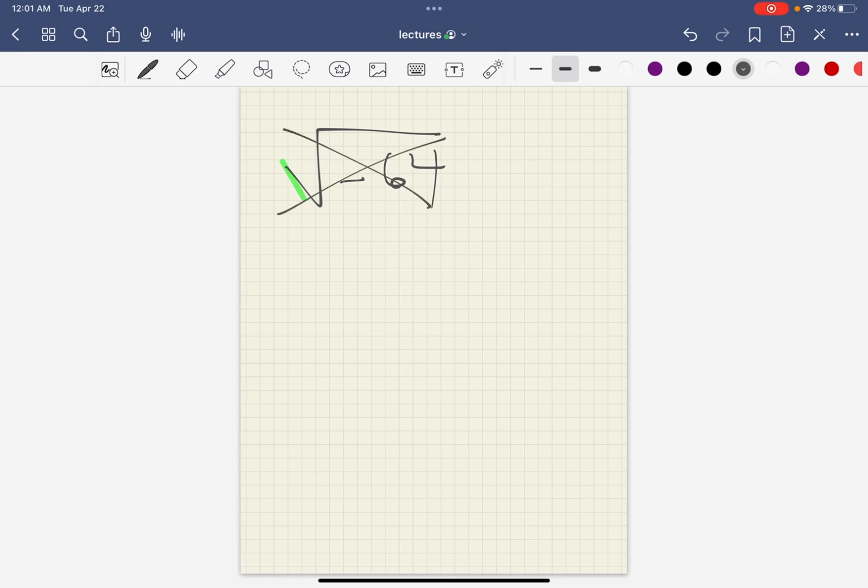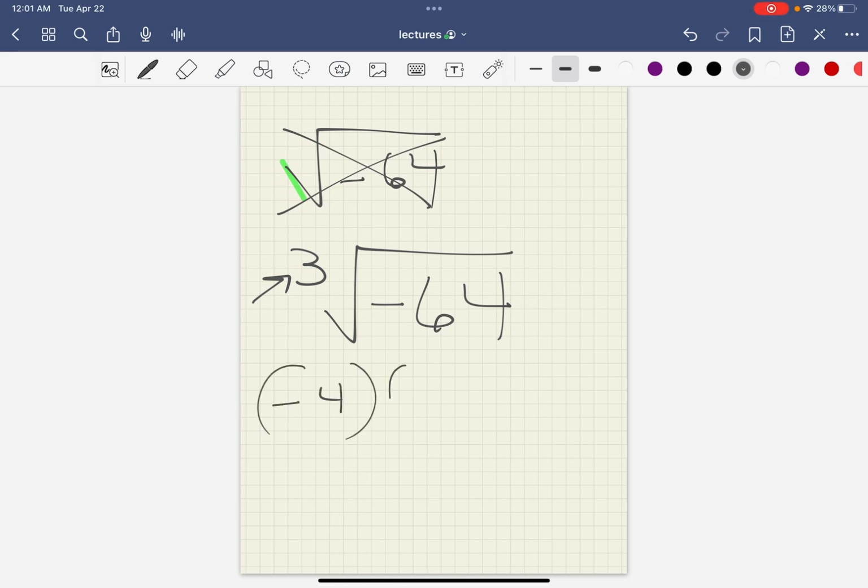But when we have an odd number root like this, that's asking us what number multiplied times itself 3 times would be equal to negative 64. Well, that would be negative 4 times negative 4 times negative 4. That equals negative 64. So the answer to this is simply negative 4.